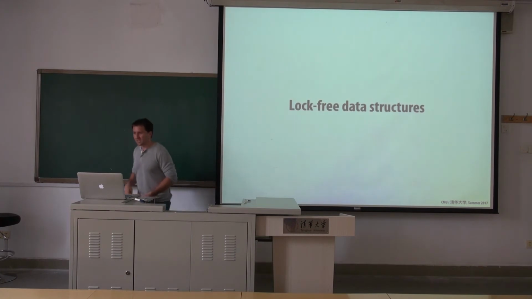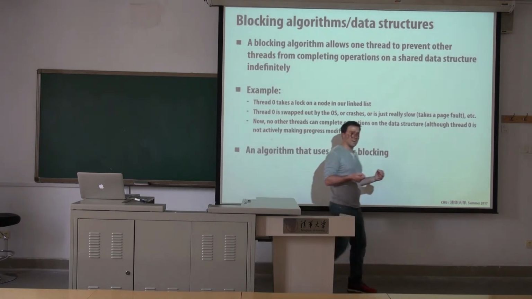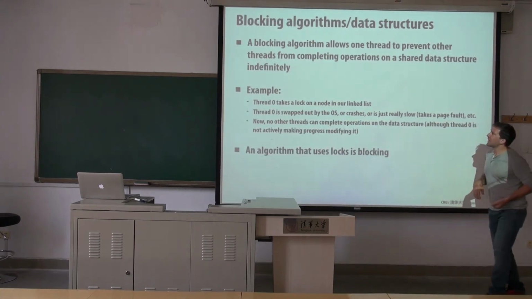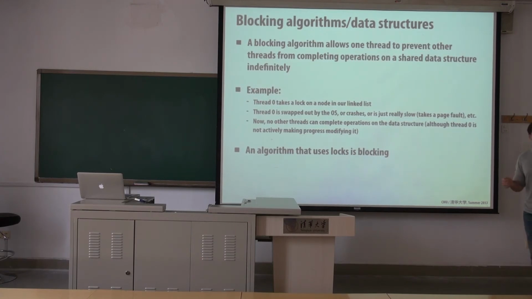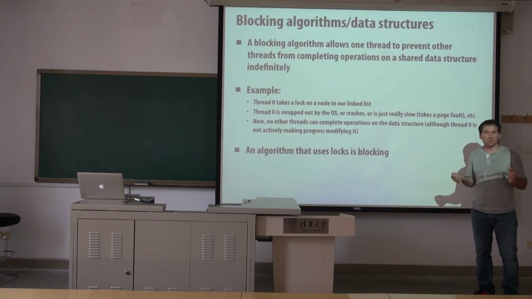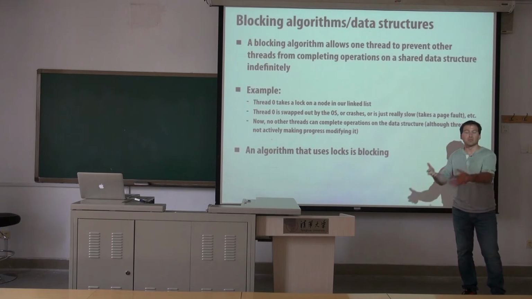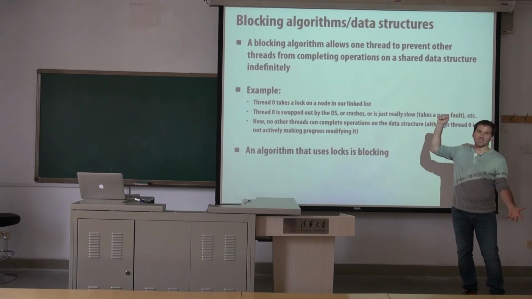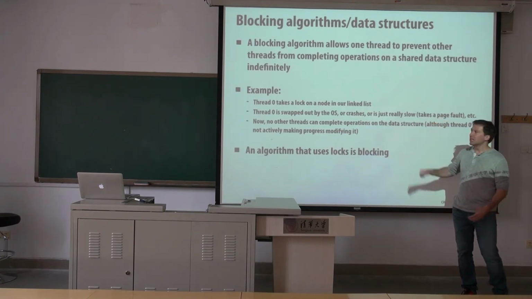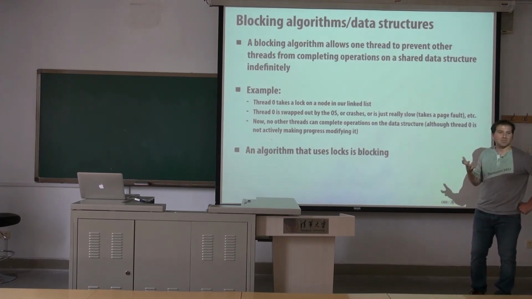It's kind of interesting. There's a term called a blocking algorithm. A blocking algorithm is an algorithm where one thread can prevent all the other threads from making progress. A great example of a blocking algorithm is any algorithm that takes a lock. If I take a lock, that means that no other threads can manipulate this node. Or if I had a lock around the whole list, no other threads can touch the list. And a blocking algorithm can have some problems if we think about how modern computers work.